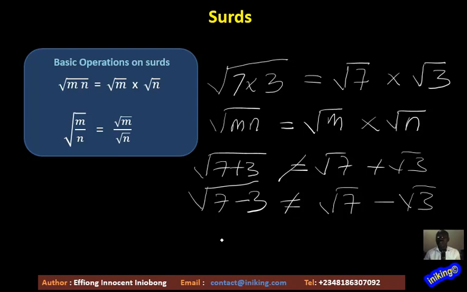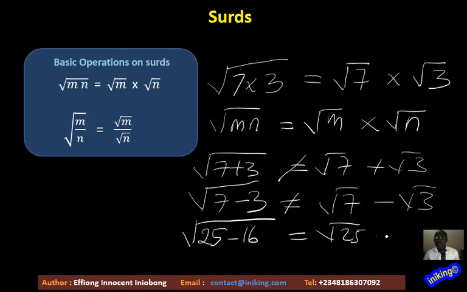If you doubt this, we can look at something like say 25 minus 16 and find the square root of this and see if this will give us square root of 25 minus the square root of 16. 25 minus 16 is 9, and the square root of 9 will give us 3. Let's see if that will give us the same thing here. This is going to be 5 and this is 4. And you can see that's 1. So they are not equal.